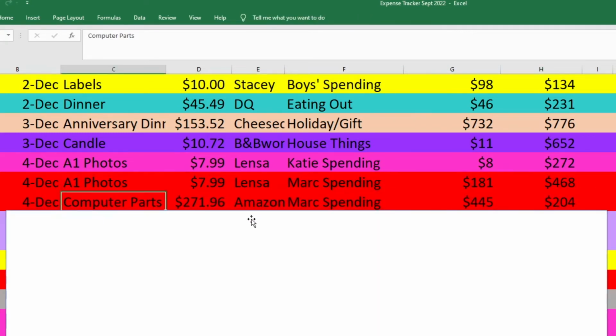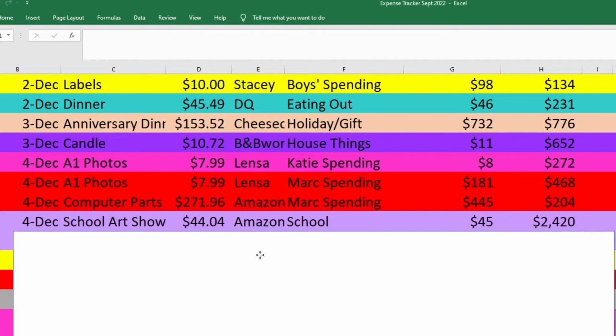But also on the fourth, he did buy some more computer parts. I'm not sure what these were. He's the expert on that, but he bought some more things for the computer that he's building. So that came out of his spending. He spent $271.96, but that brought his total spending for the month to $445, and he has $204 remaining in his spending fund.